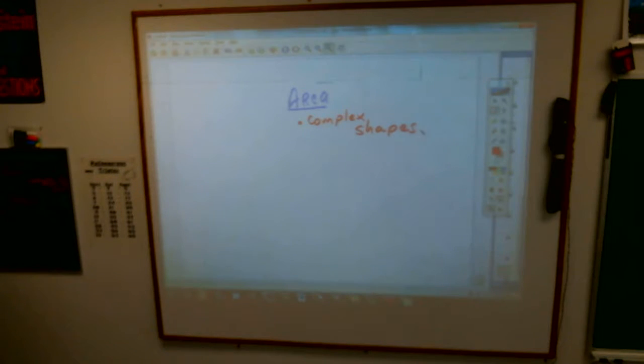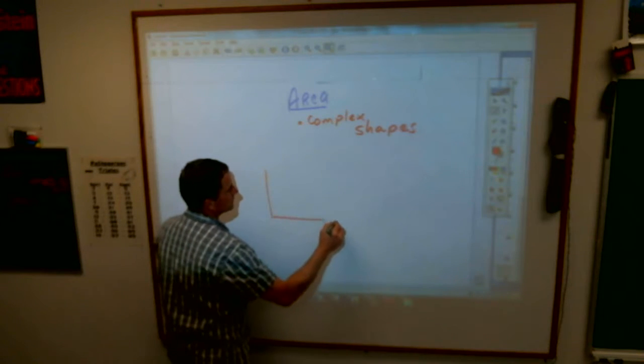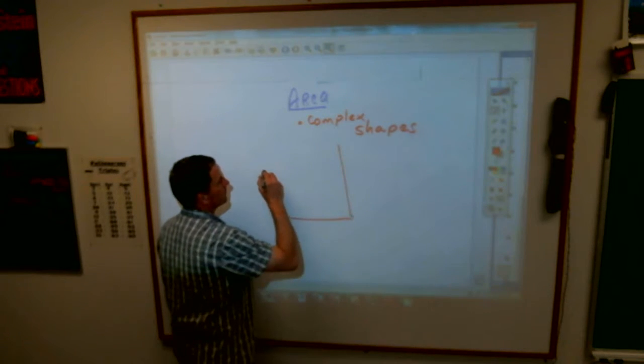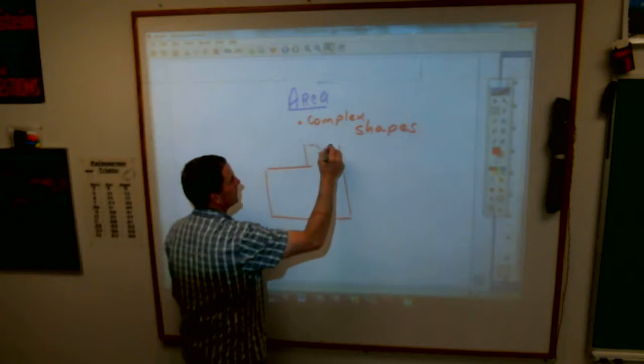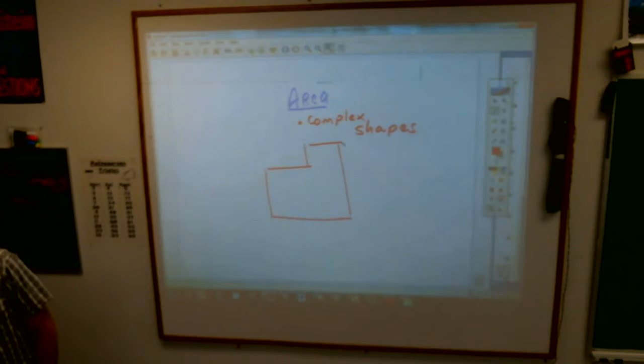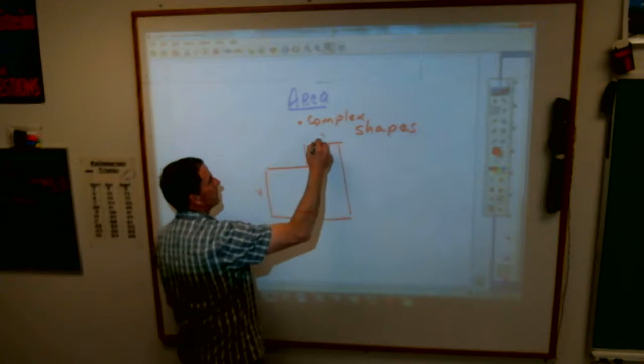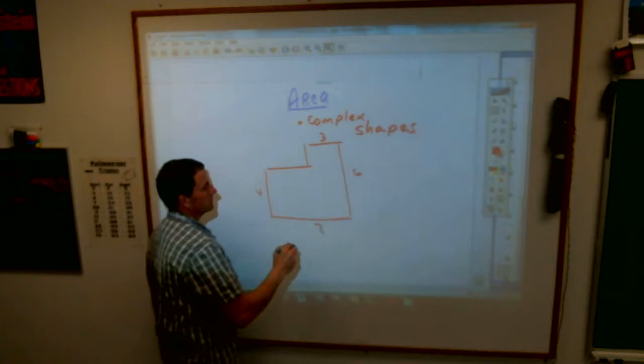complex shapes. And then draw this little shape down there, something that looks like that. 6, 7, 3, and 4. 4, 3, 6, 7.